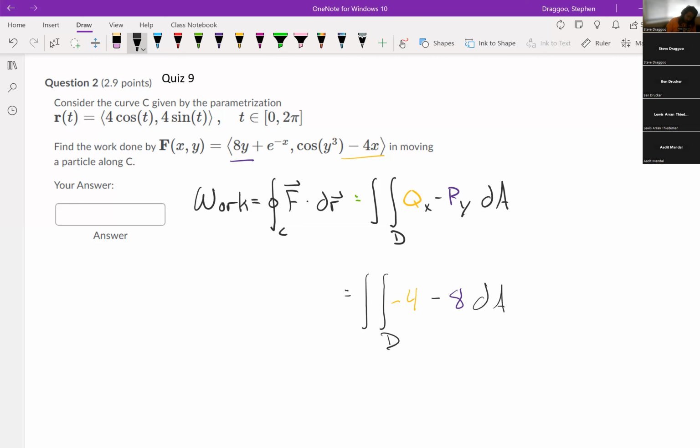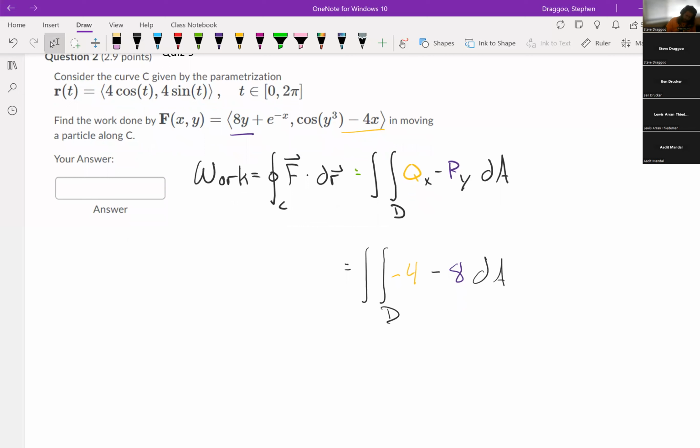So with all that together, -4 minus 8 is -12. I'm just going to factor that out. So I just have the double integral over the region D of dA, which means that double integral of dA is just the area of my region.